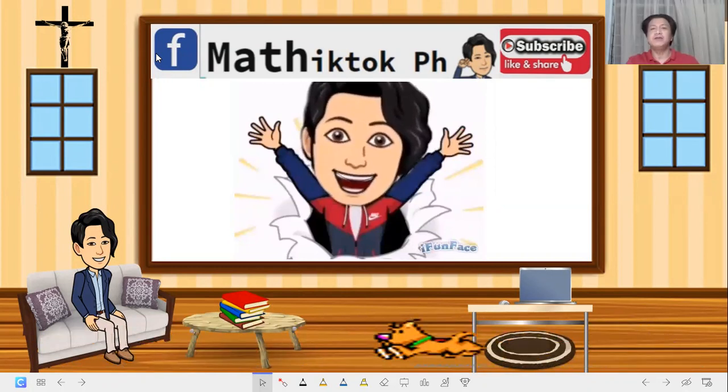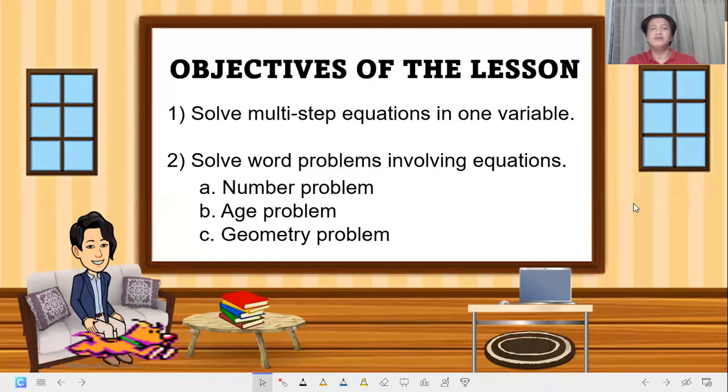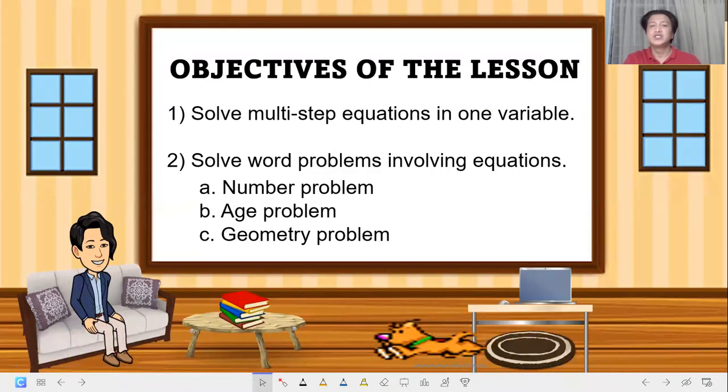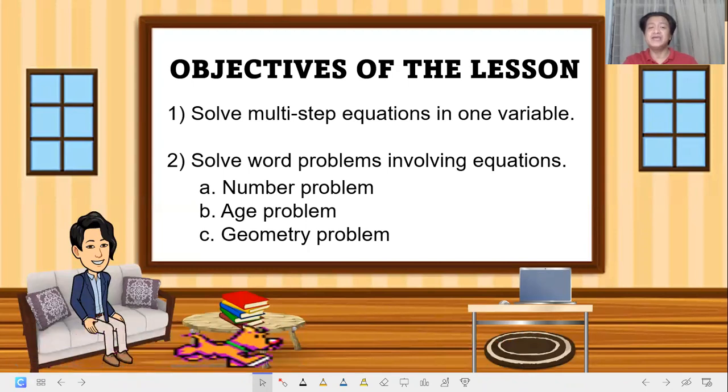Hello students, happy learning. With that, our objectives of the lesson: first, solve multi-step equations in one variable. Second, solve word problems involving equations. We have the letter A, number problem, letter B, age problem, and letter C, geometry problem. So ito yung kailangan natin ma-master, all about multi-step equations and solving problems.